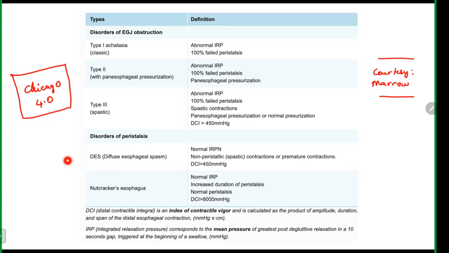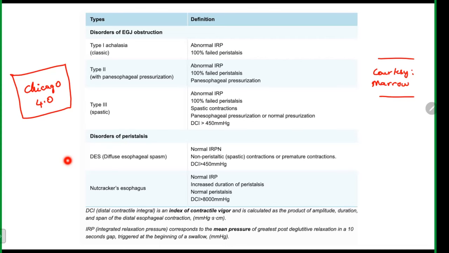You get a spastic appearance. I'll show you the X-ray image. There what you have is IRP. IRP is nothing but your integrated relaxation pressure, and that is going to be normal over there. Non-peristaltic contraction will be there, premature contraction will be there, and DCI more than, again, 450 millimeter of mercury.